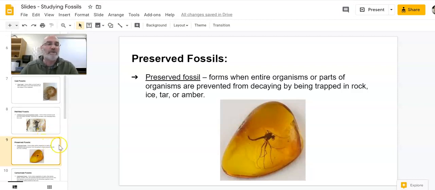I wonder if you agree or disagree with me on the notion that cast fossils and mold fossils are more important than preserved fossils in some way.